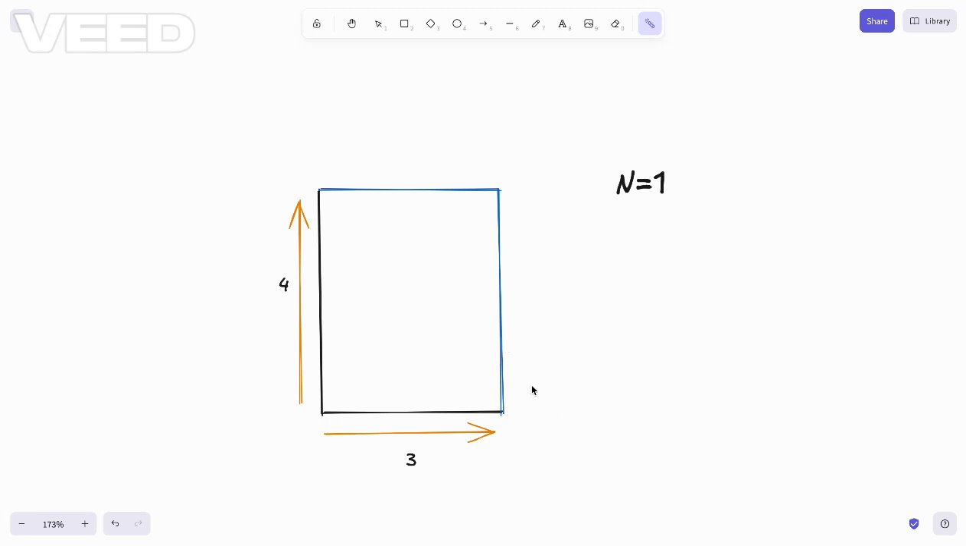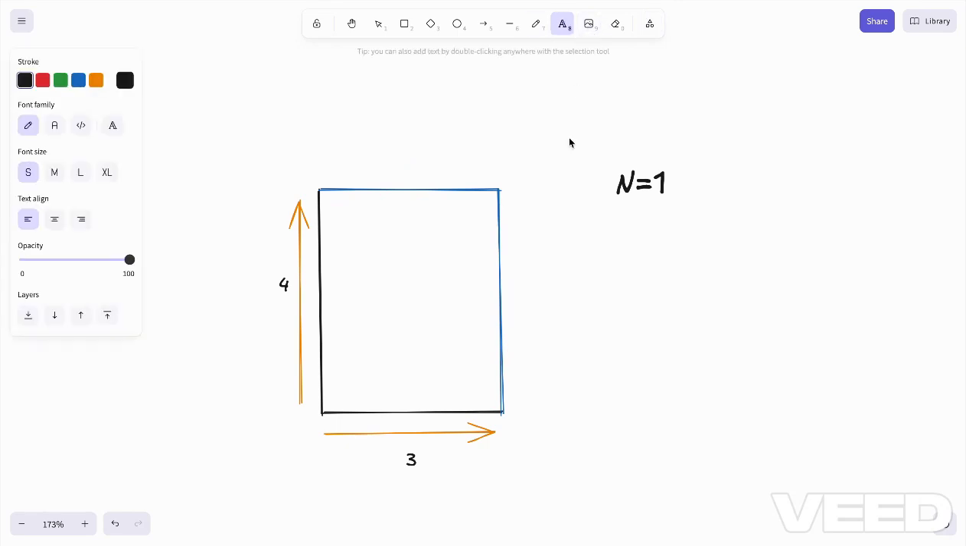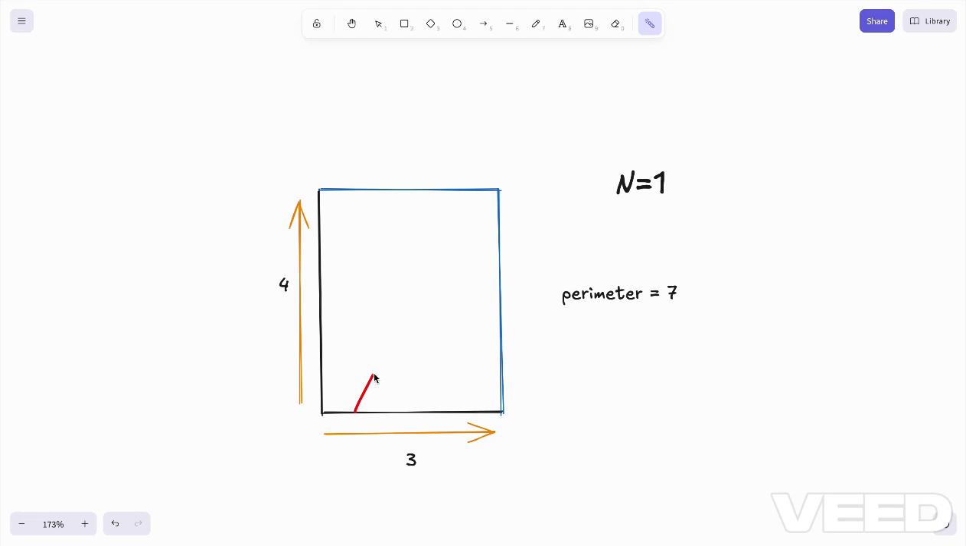Let's get started. So here, as you can see, I have drawn a rectangle whose horizontal length is 3 units and vertical length is 4 units, and n here basically denotes the number of staircases. So here in this case there is only one staircase, so n is equal to 1. The staircase is basically these blue lines. If you want to calculate the perimeter of the staircase, it will be 7. Since this length is 3 and this length is 4, the opposite sides will also have the same length, so the perimeter will be 3 plus 4, that is 7.